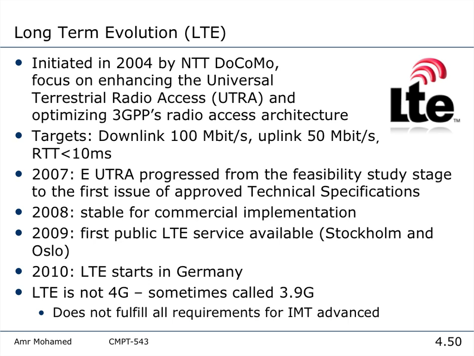LTE uses what physical layer technology? We talked about this before. It's OFDMA. So it doesn't use CDMA, it uses OFDMA. And LTE, as I said, does not comply 100% with IMT Advanced. It supports downlink speeds of up to about 100 megabits per second and uplink speed of 50 megabits per second. Again, you don't have to memorize these things, but naturally there was a huge amount of upgrade.